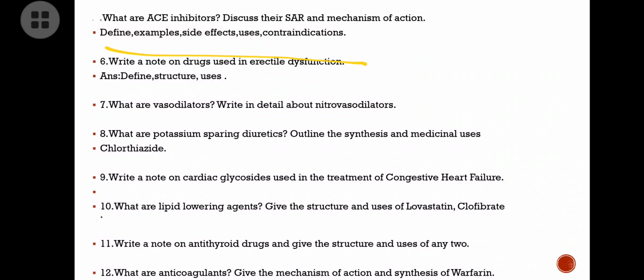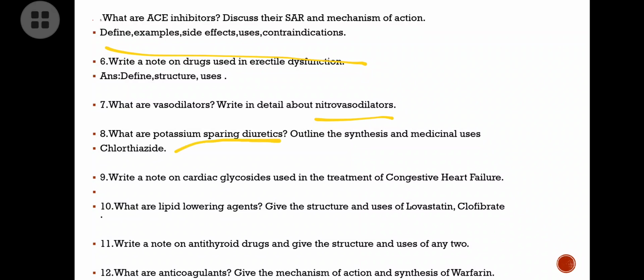Then write a note on drugs for erectile dysfunction, mainly that is sildenafil citrate, tadalafil. These 2 drugs' structures are very important, very important. Then vasodilators. Here vasodilators, calcium channel blockers are the vasodilators. That one you can write. If they particularly ask nitrovasodilators, okay, go through that nitrovasodilators.